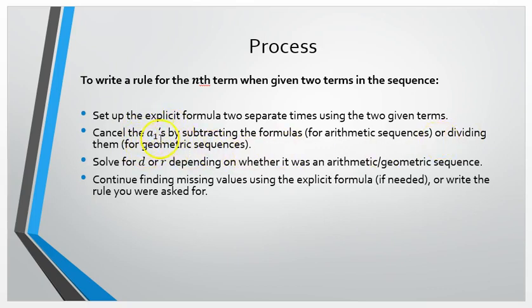So if you have any a sub 1s left, look back at your work, see if you set something up incorrectly with the formulas. Next, you should either have a d or an r in the equation based on if it's an arithmetic or a geometric sequence. So just solve for that variable by using opposite operations, whichever one you have. And then the last step is you may be asked to find some other missing terms. So you might want to use the explicit formula to continue to compute any other terms in the sequence that they ask you for.